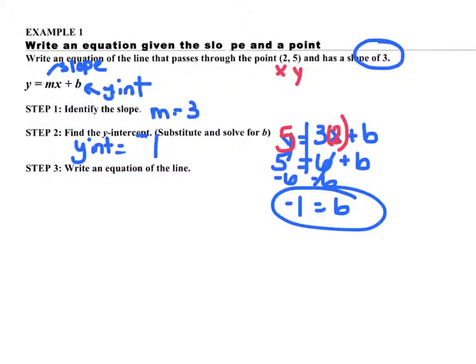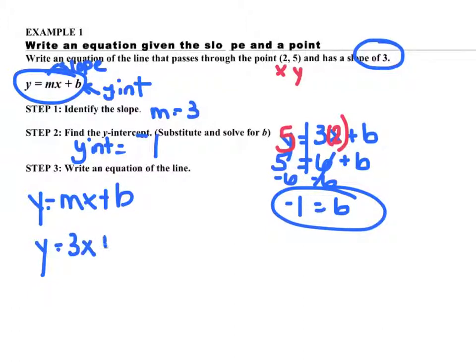Alright, so let's go ahead and put it all back into our y is equal to mx plus b. I'm just going to write that again. Alright, so we've got our y. Our m is our slope. We know our slope is going to be 3. And our b is our negative 1. So we solved for that.